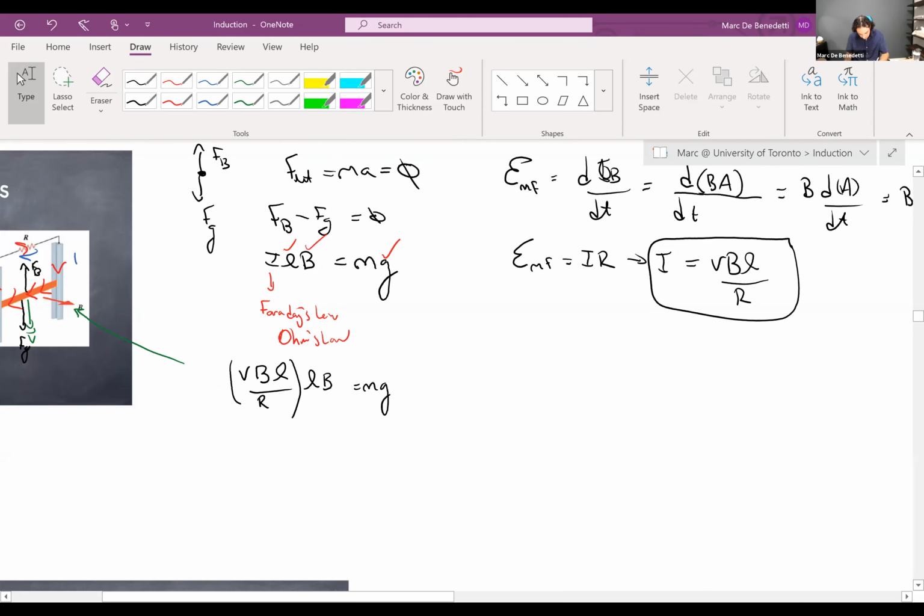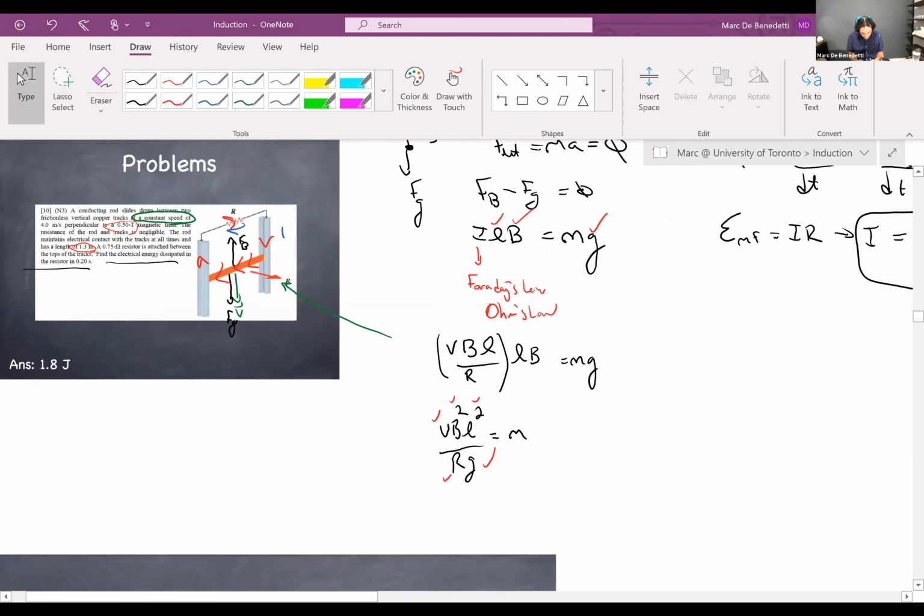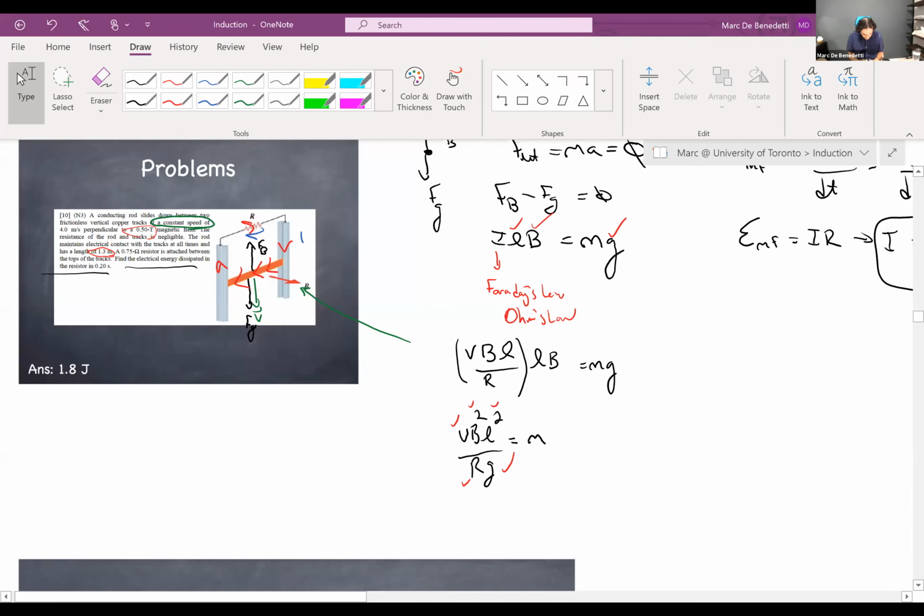Okay, so I think I have everything except m in this case. Let me just write one more to simplify some things. vB squared L squared over R g equals m. So I think I've got v, I've got B, I've got L, I've got R, and I've got g. So there, I can solve for m. Okay, I didn't know I needed to solve for m. So let's see why. Why do I need m? Why is m the only thing listed here? What am I actually asking for? Or what are they asking for?